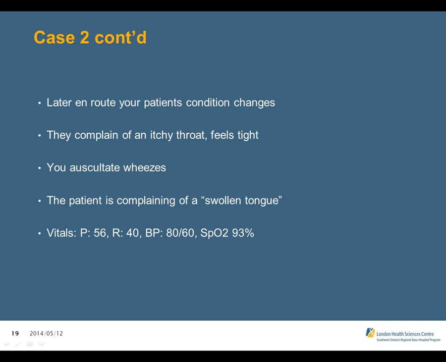She starts saying that her tongue is starting to feel a bit swollen as well at this time. You do a repeat set of vitals, and you notice that her heart rate is 56, her respiratory rate is now increased to 40, but she's hypotensive at a blood pressure of 80/60 with SATs of 93%.